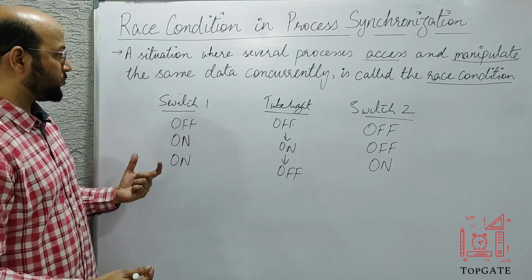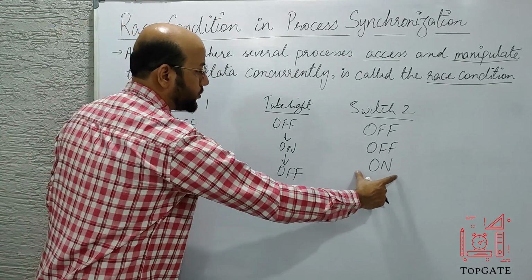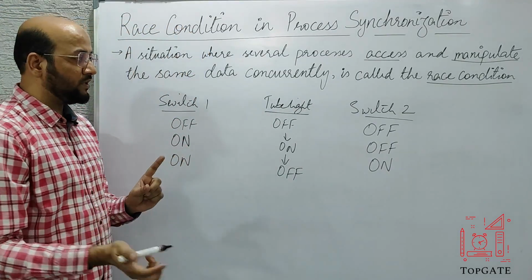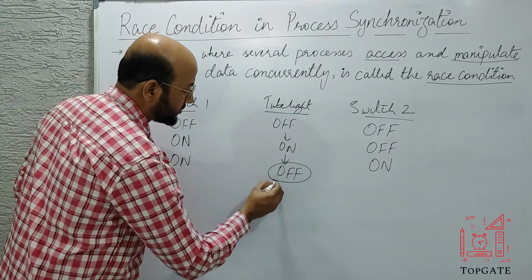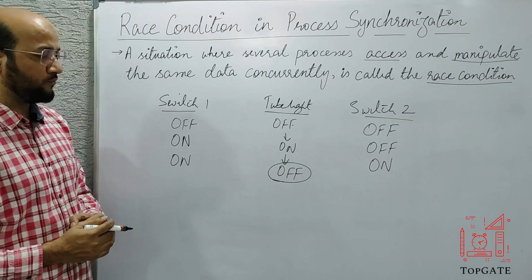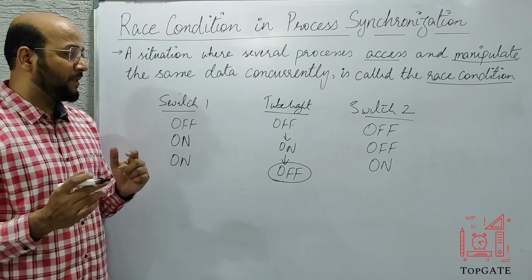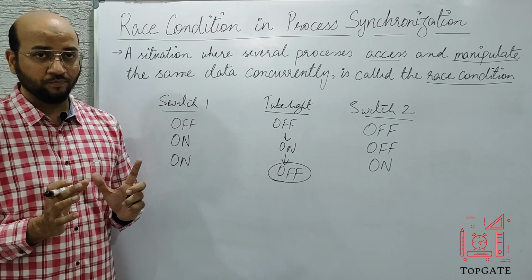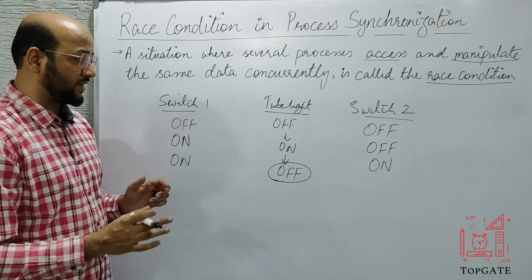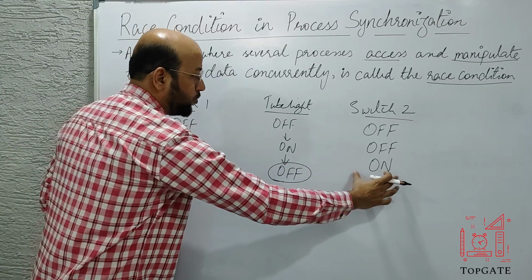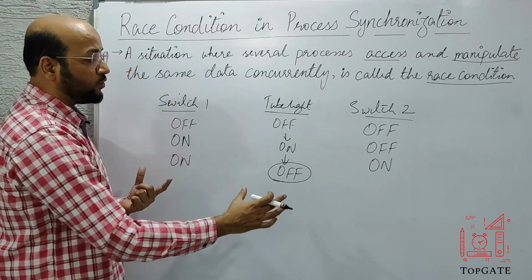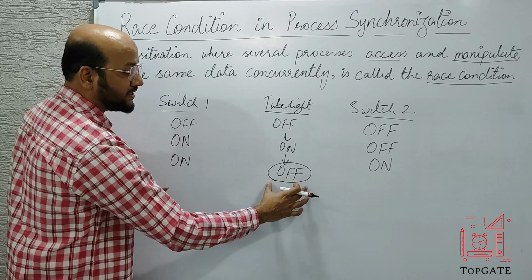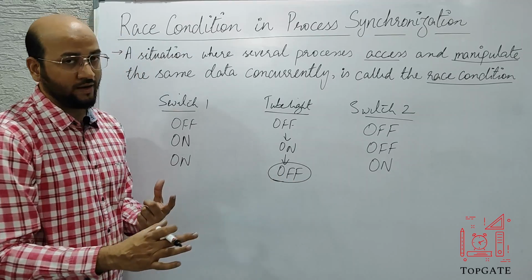Clear? Now you see in this one that switch 1 and switch 2 both are in on position, but the status of the tube light is in the off mode. Why does this happen? Because these two processes are not synchronized with each other. Clear? So that is called the race condition, in which more than one process is trying to access and manipulate the same data item concurrently.